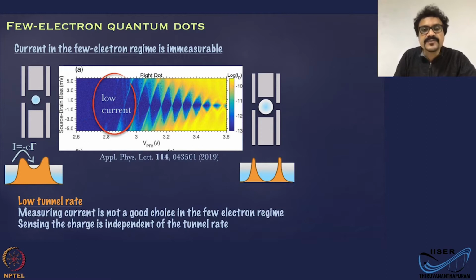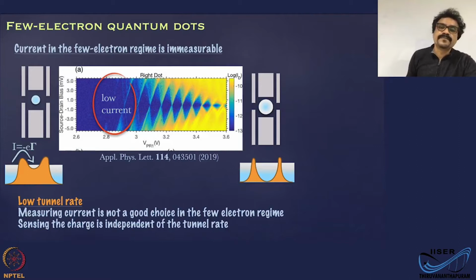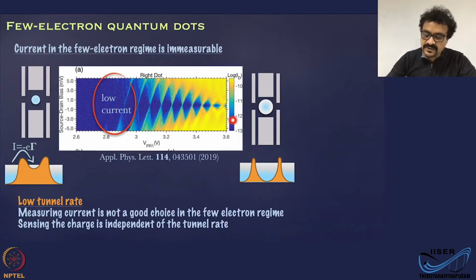And as we have discussed in one of the previous modules, as you go from the right to left in this plot, you are reducing the gate voltage and you are reducing the number of electrons as you successively go from one Coulomb diamond to the next. And the color scale, which is representing the current through the device, is given here.